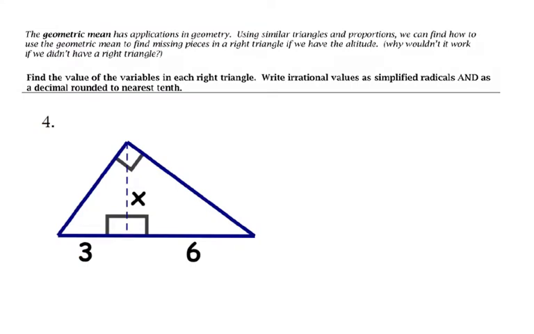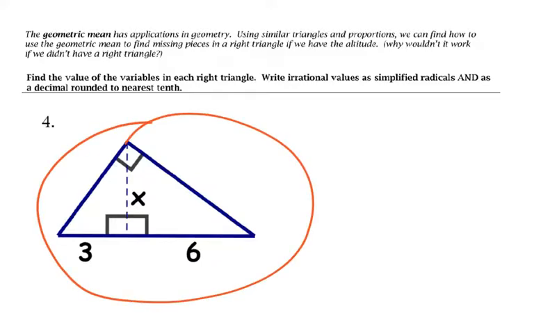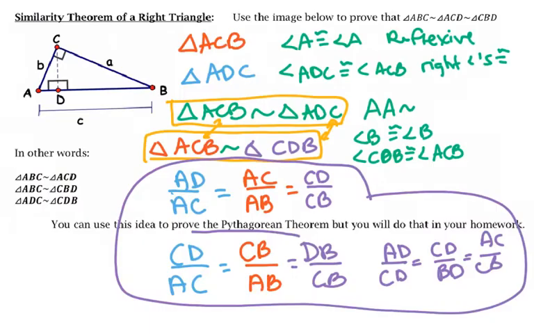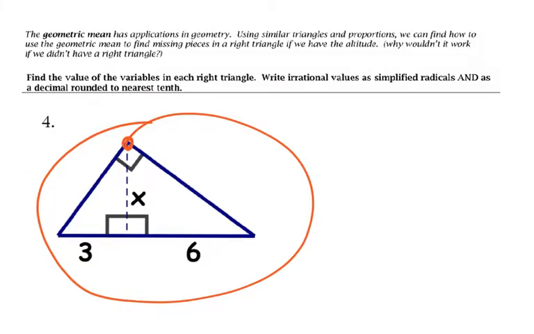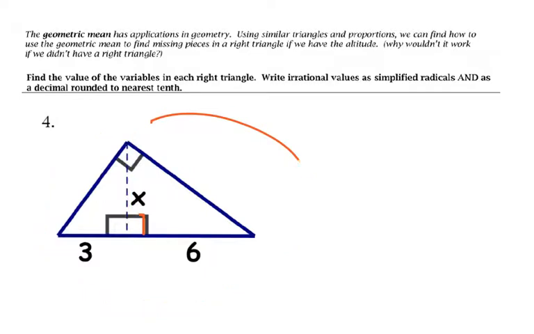The geometric mean has applications in geometry, so we can use similar triangles and proportions, and we can prove that this works, but we can use it to find the missing pieces in a right triangle. If we have a triangle that looks like this, notice how it's divided. You've got this segment coming down from the right angle straight down to the hypotenuse at a right angle. If you see something like that, then the geometric mean is something we can use to find the missing piece.